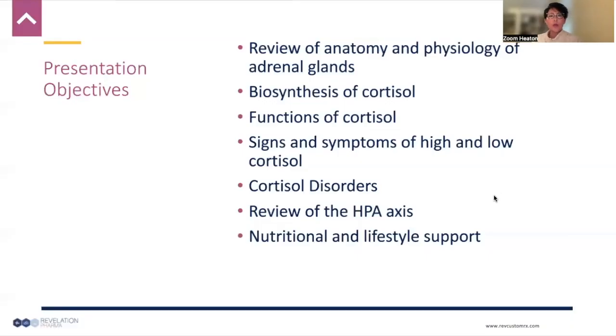So we're going to do a review of anatomy and physiology of the adrenal glands. We're also going to look at the biosynthesis of cortisol and discuss the functions, signs, and symptoms of high and low cortisol. We're going to discuss a couple of well-known cortisol disorders, and we're going to review the HPA axis, or your stress response. And I'm going to share some nutritional and lifestyle support for stress.